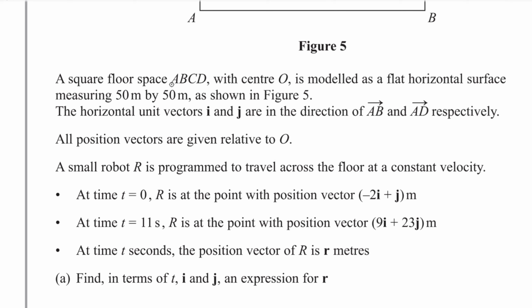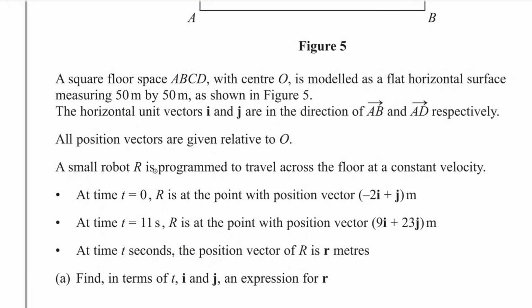A square floor space ABCD with center O is modeled as a flat horizontal surface measuring 50 meters by 50 meters, as shown in figure 5. The horizontal unit vectors i and j are in the direction of AB and AD respectively. All position vectors are given relative to O.